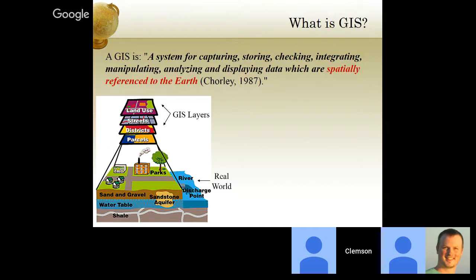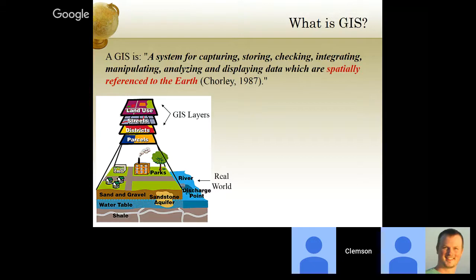Parcels, who owns these different pieces of land? What is the land use associated with these? Is it industrial? Is it agricultural? Is it a neighborhood? We can look at things like parks. We can look at natural features, so rivers, lakes. We can even represent things below the earth, so soil, aquifers, rock types.